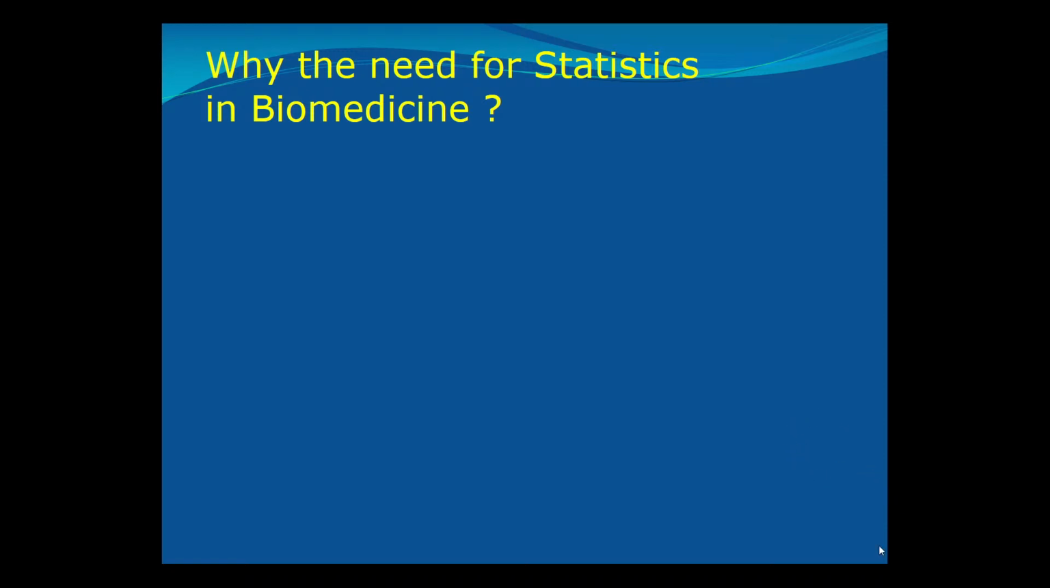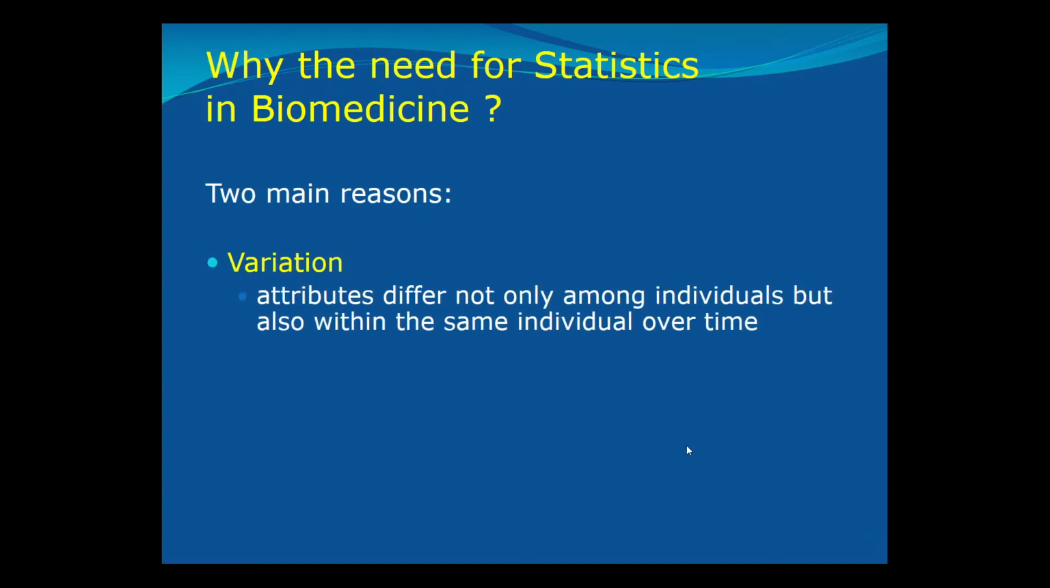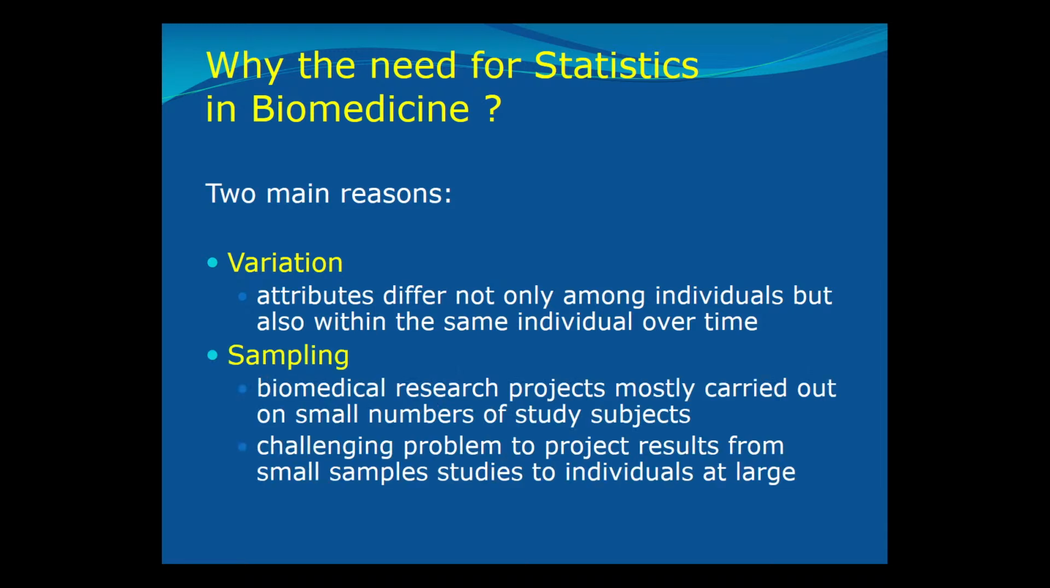Why do we need statistics in biomedicine? Due to two main reasons. The first reason is variation. Attributes differ not only among individuals, but also within the same individual over time. And the second reason is sampling. Biomedical research projects are mostly carried out on small numbers of study subjects. It is a challenging problem to project results from small sample studies to individuals at large.